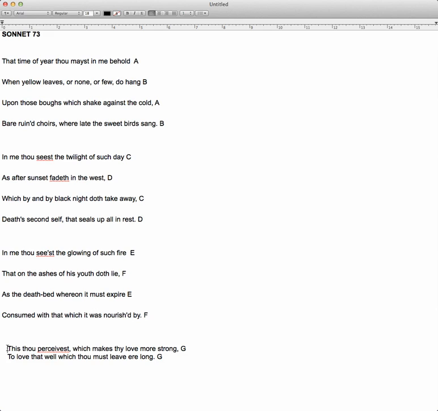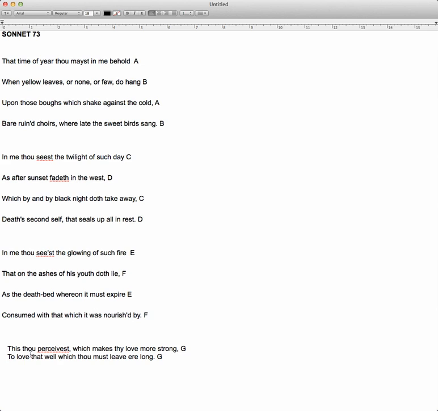Remember, the couplet is what's going to resolve all of this and bring it to an end. This thou perceivest, which makes thy love more strong, to love that well which thou must leave ere long. Okay, so there is a positive ending to this. Let's take a little closer look at what he's trying to say.